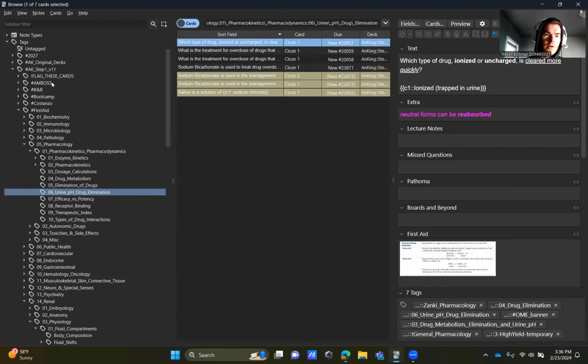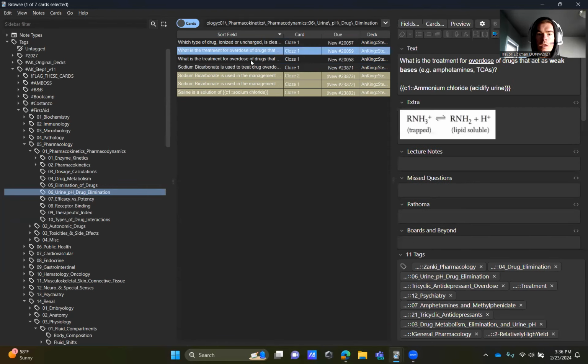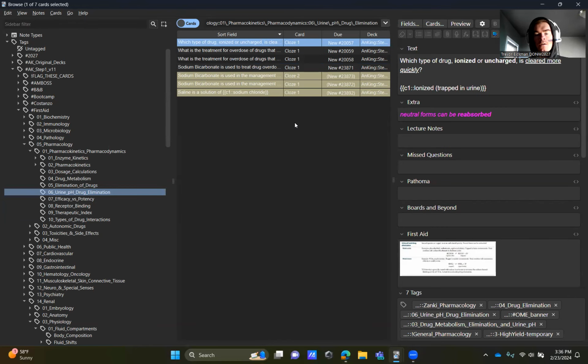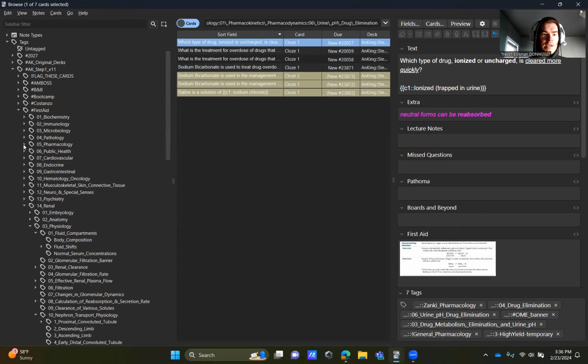So we're in first aid under Anki step 1 again. But before we dive down to renal, we'll be in pharmacology under pharmacokinetics and pharmacodynamics in urine pH drug elimination. And just these 4 cards right here are the ones that I think will be helpful. And that is it for that. And then we're going to minimize that.